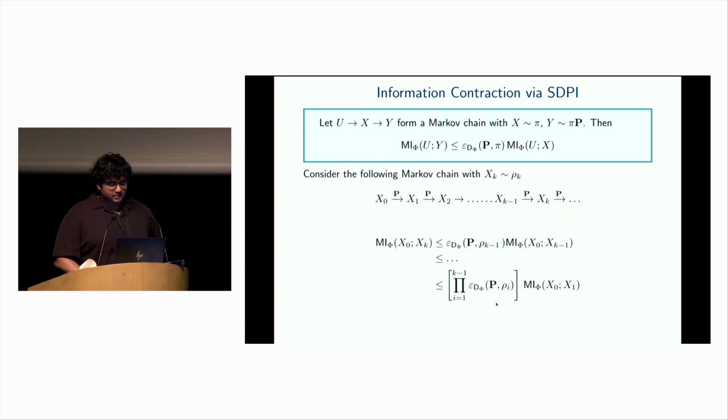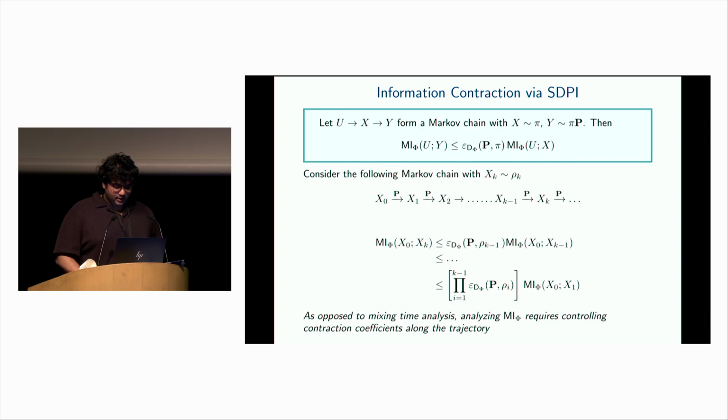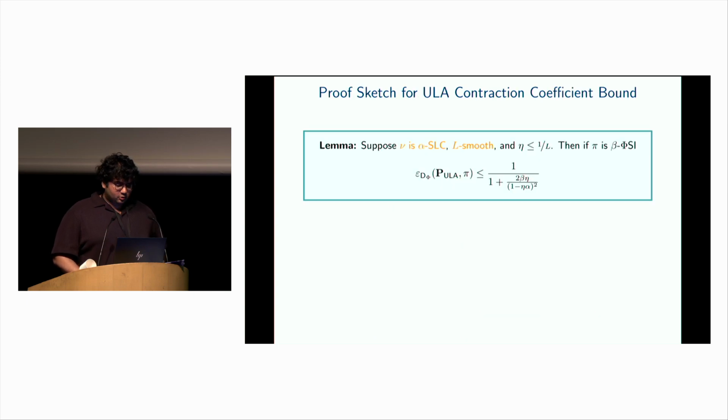And then when you do this recursively, you will get the product of these contraction coefficients. As you can see, here we need to control each of these contraction coefficients and make sure that they're all bounded away from 1. And this is the key difference between showing information contraction via SDPI versus mixing via SDPI. The main lemma which shows this, for example, for the unadjusted Langevin algorithm, shows that as long as the second distribution satisfies the phi Sobolev inequality, you can show that this contraction coefficient is strictly less than 1 and has this explicit form.